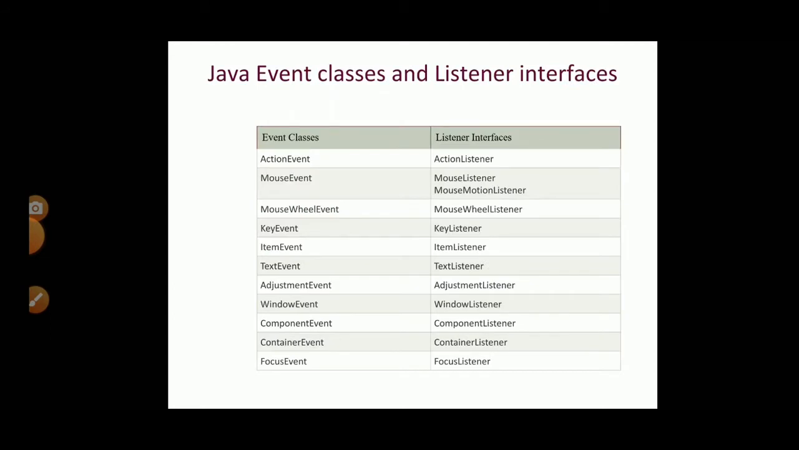Next, these are some of the events and their listeners. For example, for action event we use ActionListener. For mouse event we use MouseListener and MouseMotionListener. For mouse wheel events we use MouseWheelListener. For key event we use KeyListener. Item event uses ItemListener. Text event uses TextListener. Adjustment event uses AdjustmentListener. Window event uses WindowListener. Component event uses ComponentListener. Container event uses ContainerListener, and focus event uses FocusListener.